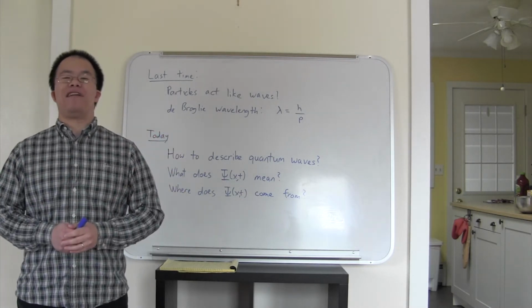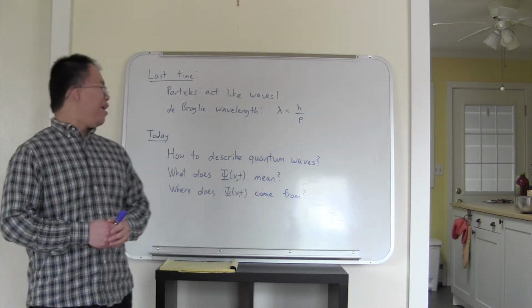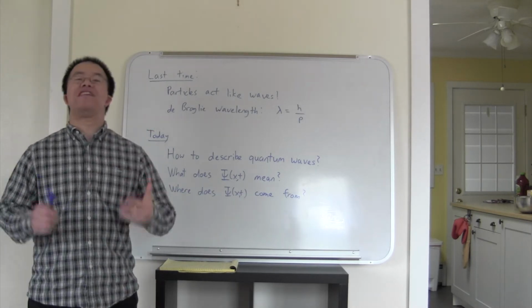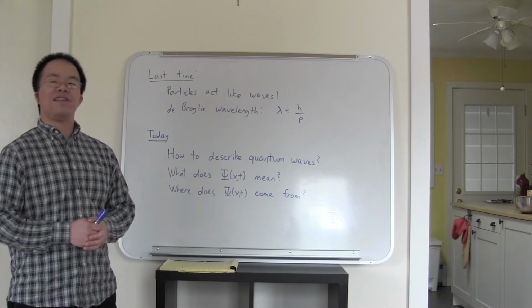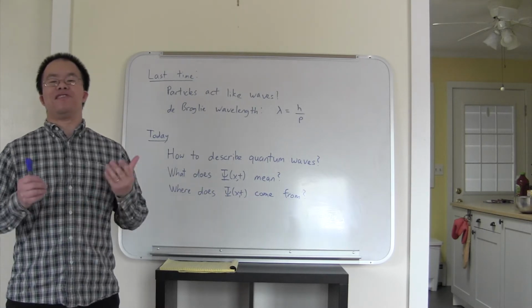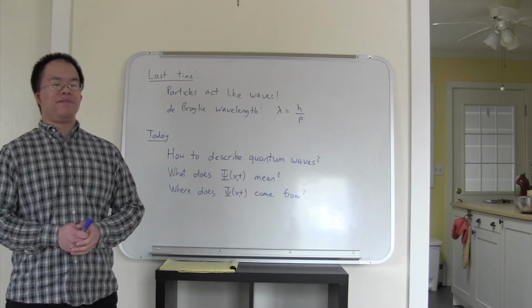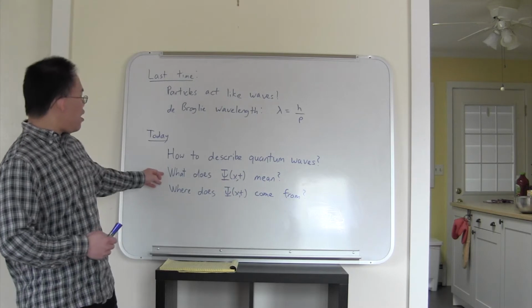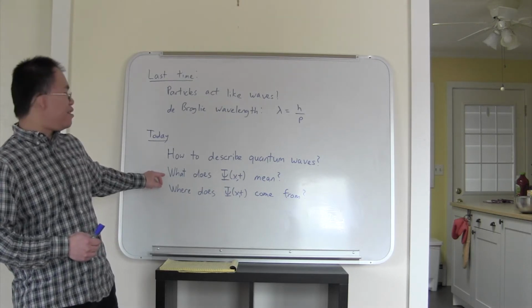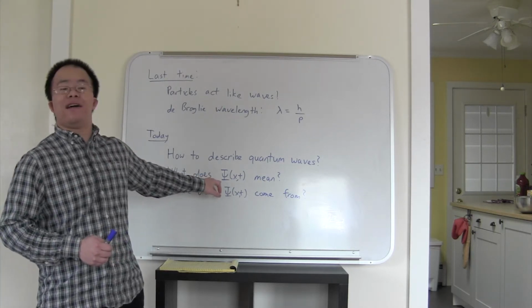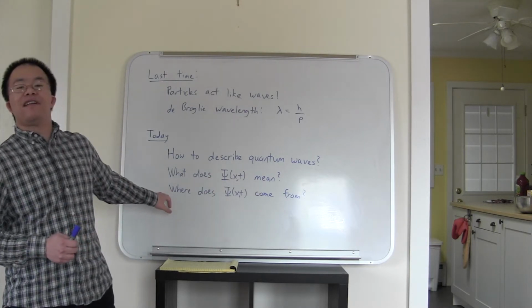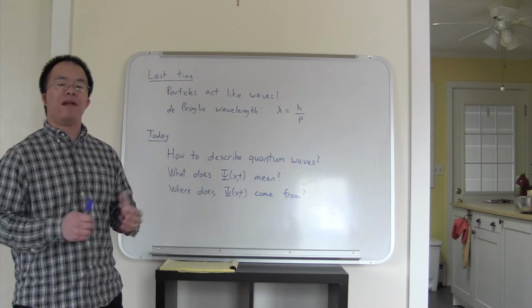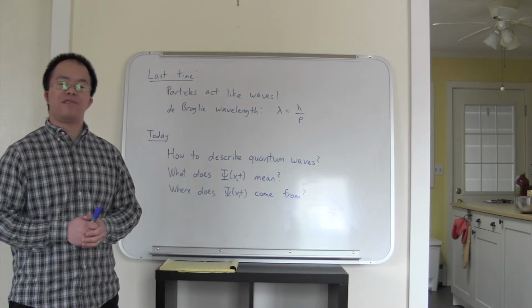Today, what we're going to try to answer is the following. We're going to talk about how we can describe quantum waves. As you see it in the reading, the answer is via the wave function. We're going to talk about what the wave function capital psi of x and t means. We're also going to, at the end, talk briefly about where the wave function comes from.